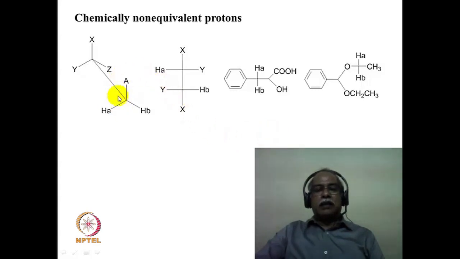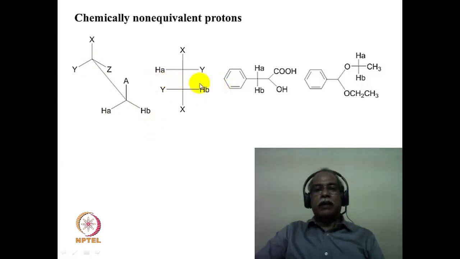Let us take this example. There is a chiral center in this molecule. So we are talking about chemically non-equivalent protons in molecules in this particular slide. Because of the chiral center, these two hydrogens are diastereotopic in nature. Because if you substitute this hydrogen with a substituent, you will get a different isomer compared to substituting the other hydrogen with the same substituent. So they are truly diastereotopic because they are adjacent to a chiral center. And diastereotopic hydrogens are chemically non-equivalent in nature.